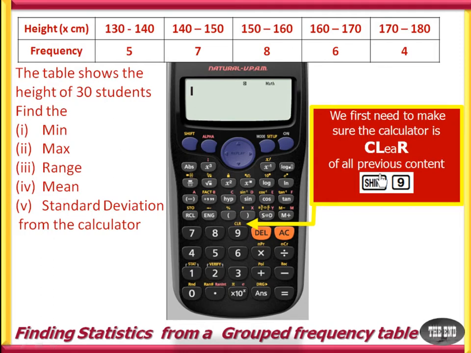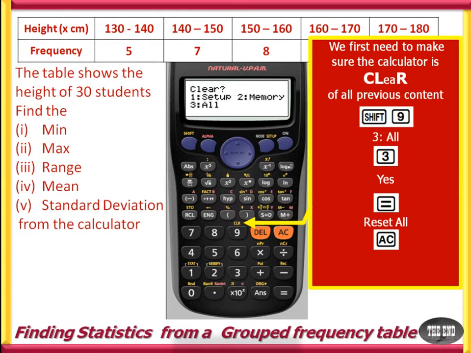So we press the Shift button, which is up here, and then we press 9, which is here. You can see CLR is written in yellow above the number 9. So we press Shift and then 9. Then this will come up on the screen.